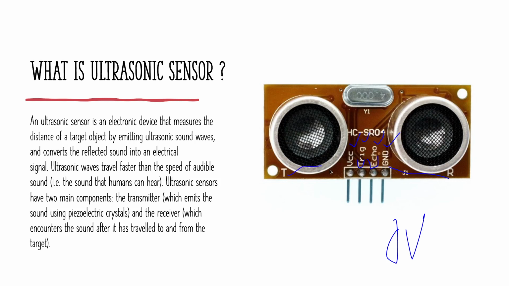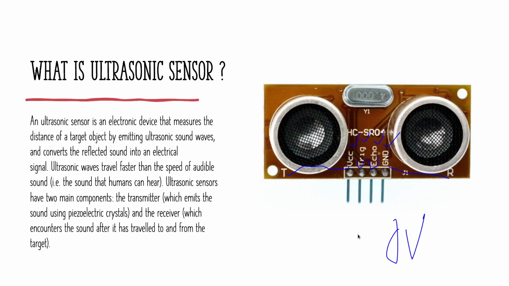And trig is nearer to the T, which means it is the transmitter. Okay, now this is the shortcut, and trust me, guys, this worked for me. I was very confused at first, but after I got to know about this trick, I just knew which is the trig transmitter pin and which is the receiver pin. Okay, guys, so I hope you understood what the ultrasonic sensor is and what its basic structure is.